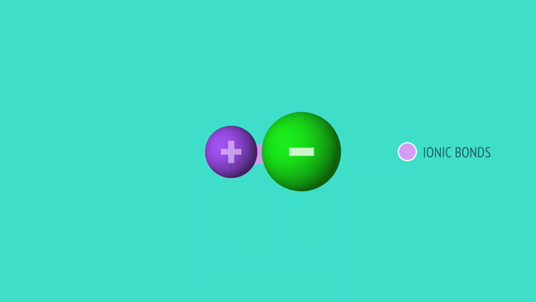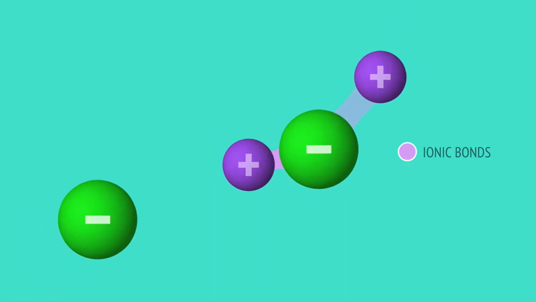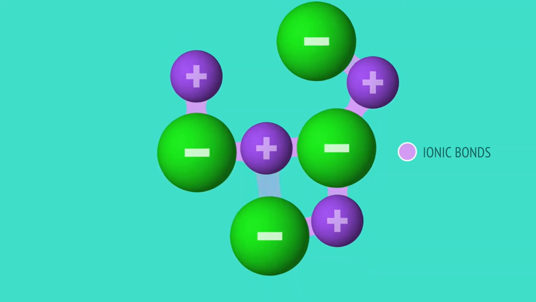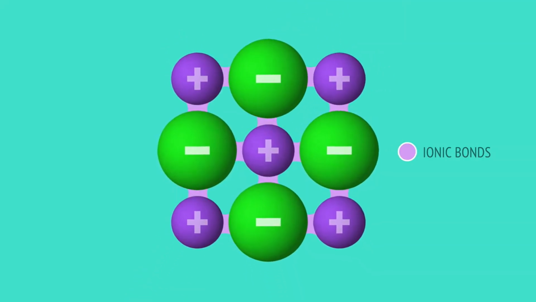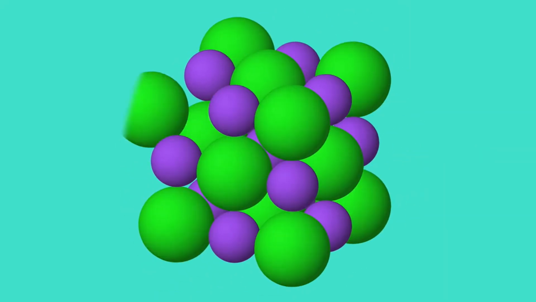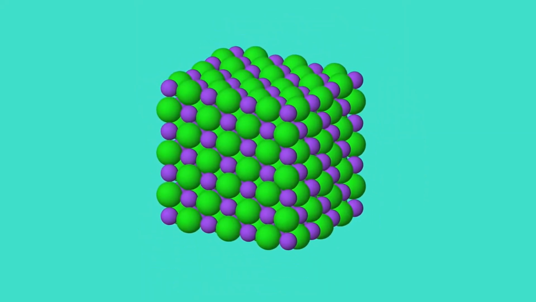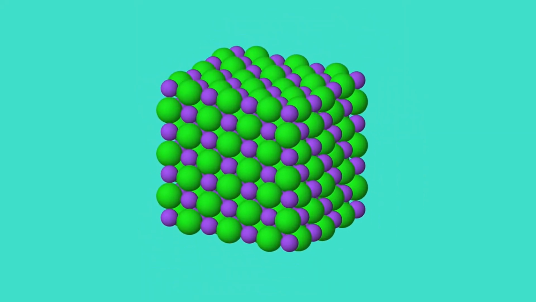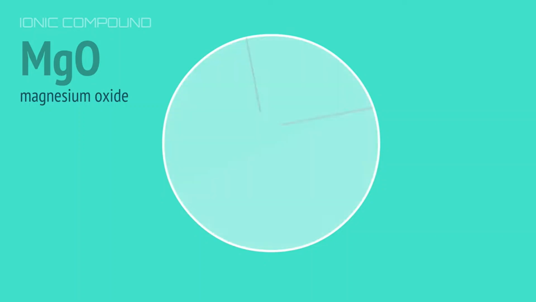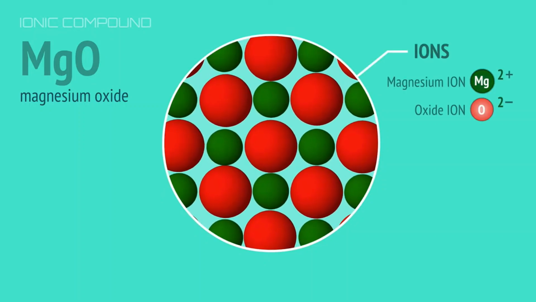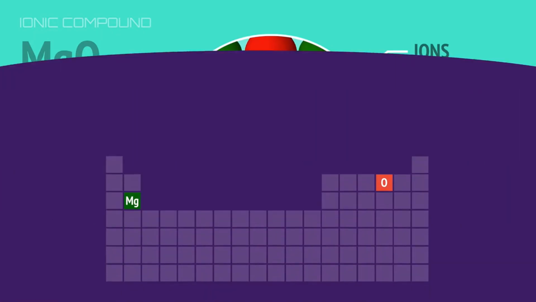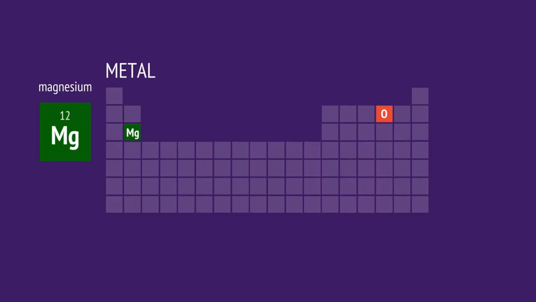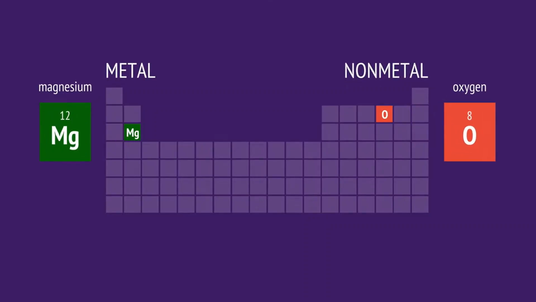So, instead of forming discrete molecules, these ions attract and bond with other cations and anions to build a regular lattice of ions. And no matter how large this lattice gets, it always has a 1:1 ratio of sodium ions to chloride ions. The ionic compound magnesium oxide exists as a lattice of magnesium and oxide ions bound together by ionic bonds. It's a compound of the metal magnesium and the nonmetal oxygen.